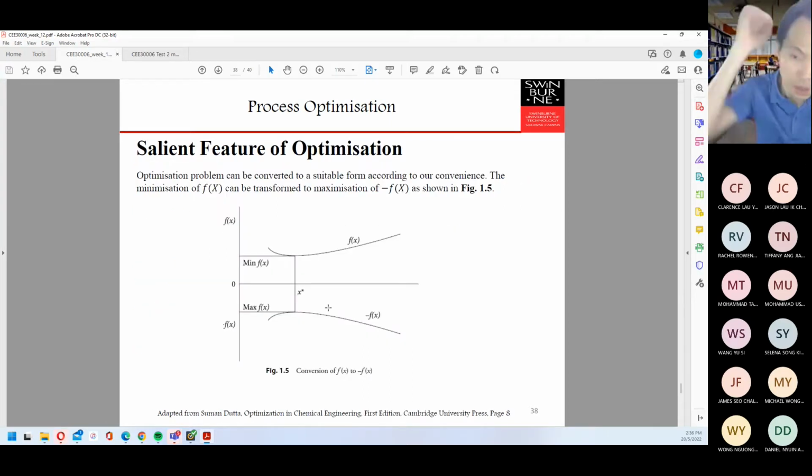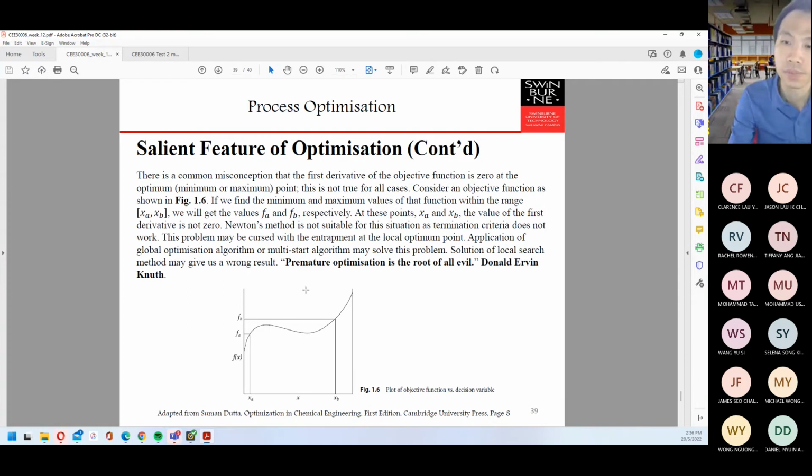Okay, so next we go into the features of optimization. The optimization problem can also be converted to a suitable form according to our convenience. So instead of solving the minimization of f(x), we can instead solve the maximization of minus f(x). That may make it easier in some cases. These are important things that you need to know.